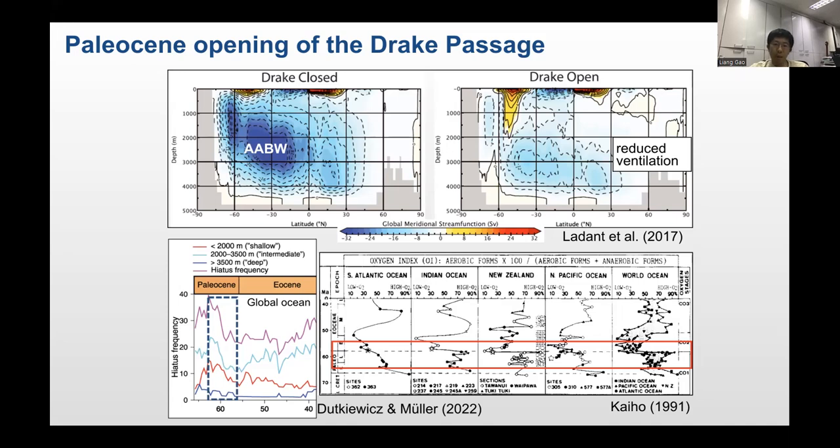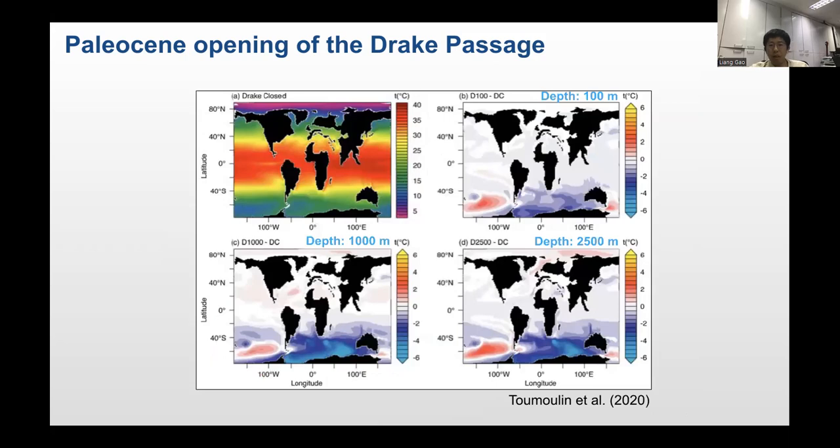And also the weakened AABW will decrease the strength of the ocean flow to the deep ocean and decrease the height in the deep ocean. This is also consistent with the geological evidence. And the opening of the Drake Passage, even about 100 meters, will cause a significant decrease of temperature in the Southern Ocean.